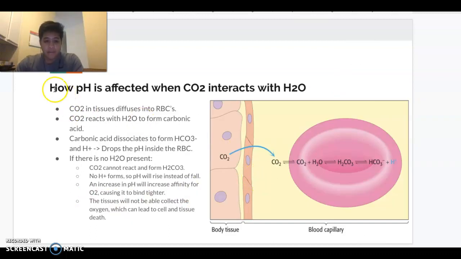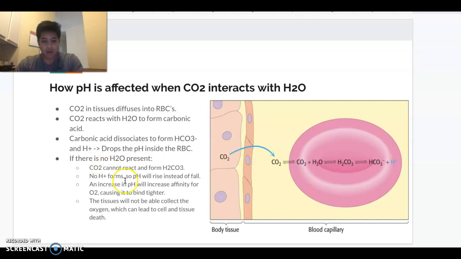And finally, we need to discuss how pH is affected when carbon dioxide interacts with water. The carbon dioxide in tissues diffuses into the red blood cells, as you can see over here. CO2 reacts with H2O to form carbonic acid, H2CO3, and this carbonic acid dissociates to form HCO3 minus and H plus. When we have this H plus, it drops the pH inside the red blood cells.